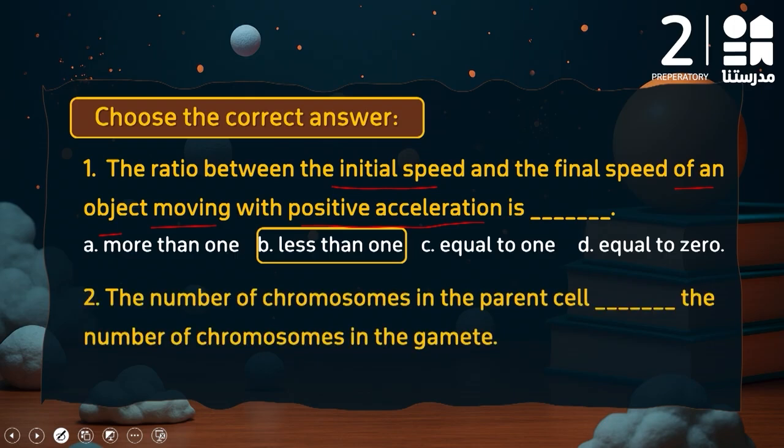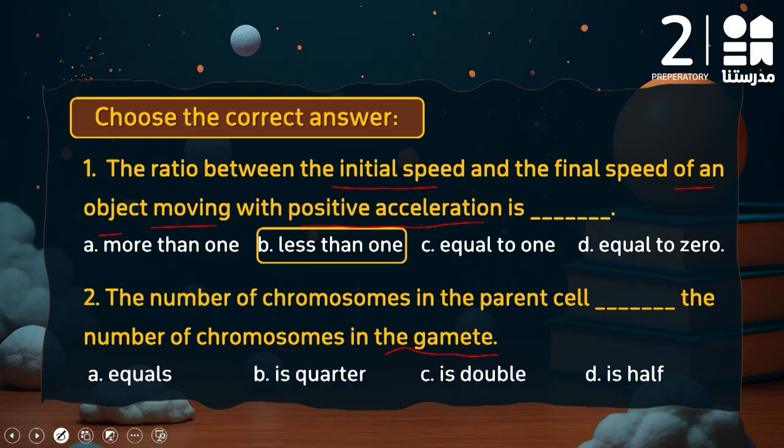The number of chromosomes in the parent cell, the number of chromosomes in the gamete. Okay, the gamete has half the number of chromosomes of the parent cell. So the number of chromosomes in the parent cell is double the number of chromosomes in the gamete.